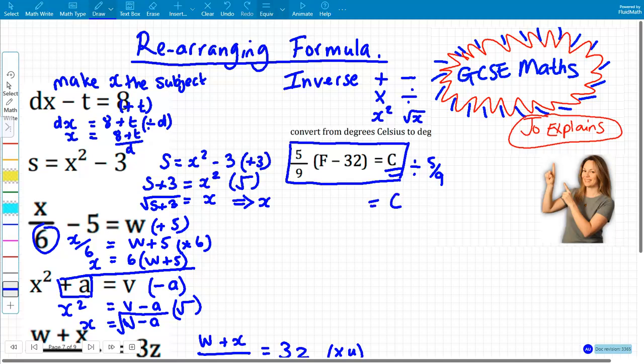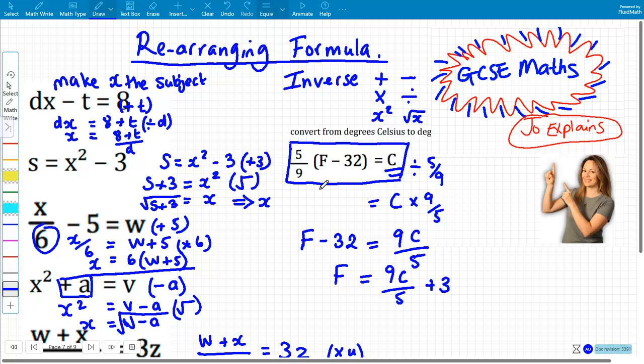Okay, so we're going to times both sides by that, which means we've got C times by 9/5. So we could say 9C over 5. In fact, that's good. Let's do that. 9C over 5. That's on this side now. And we're just left with what was in the brackets. So we don't need the brackets anymore. There's nothing multiplying. And now we've got to get rid of the minus 32. Well, that's easy. So F equals 9C over 5 plus 32. And that's how you work out Fahrenheit if you have degrees Celsius. Okay?